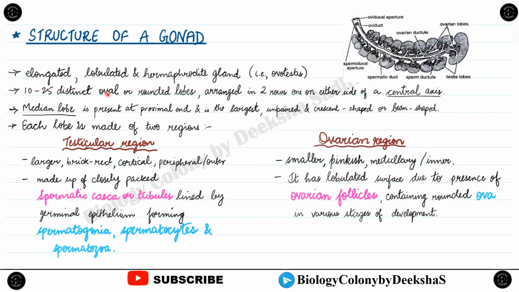Now let's talk about the structure of a gonad. As you can see in this diagram, it is an elongated, lobulated and hermaphrodite gland that contains ovotestis. There are 10 to 25 distinct oval or rounded lobes, as you can see, arranged in two rows on either side of the central axis. There is also a median lobe, that is this one, that is crescent shaped or bean shaped. It is the largest one and it is unpaired.